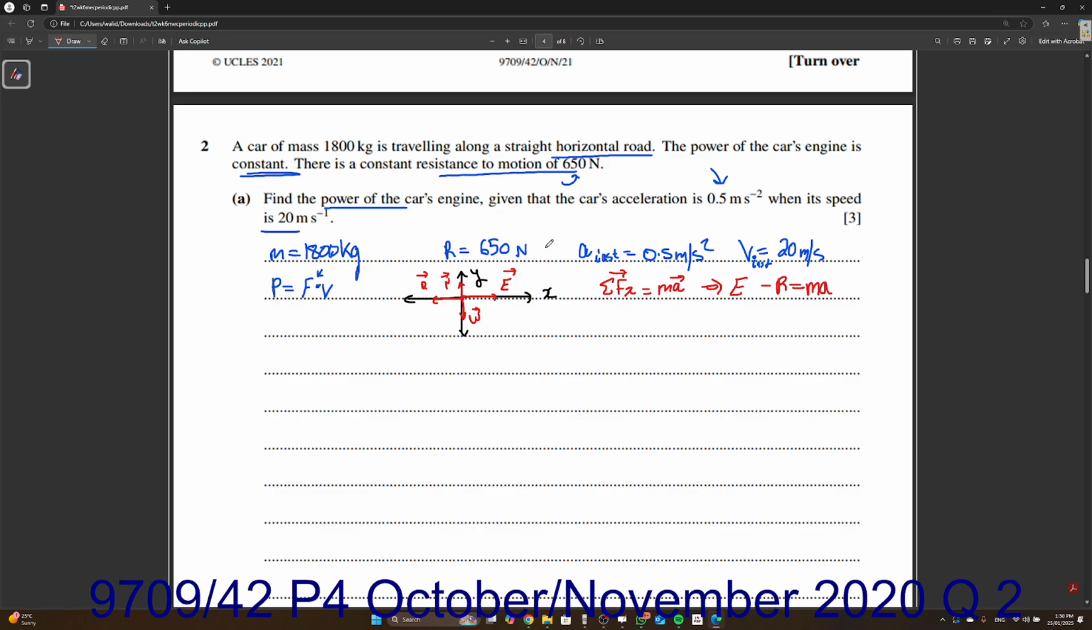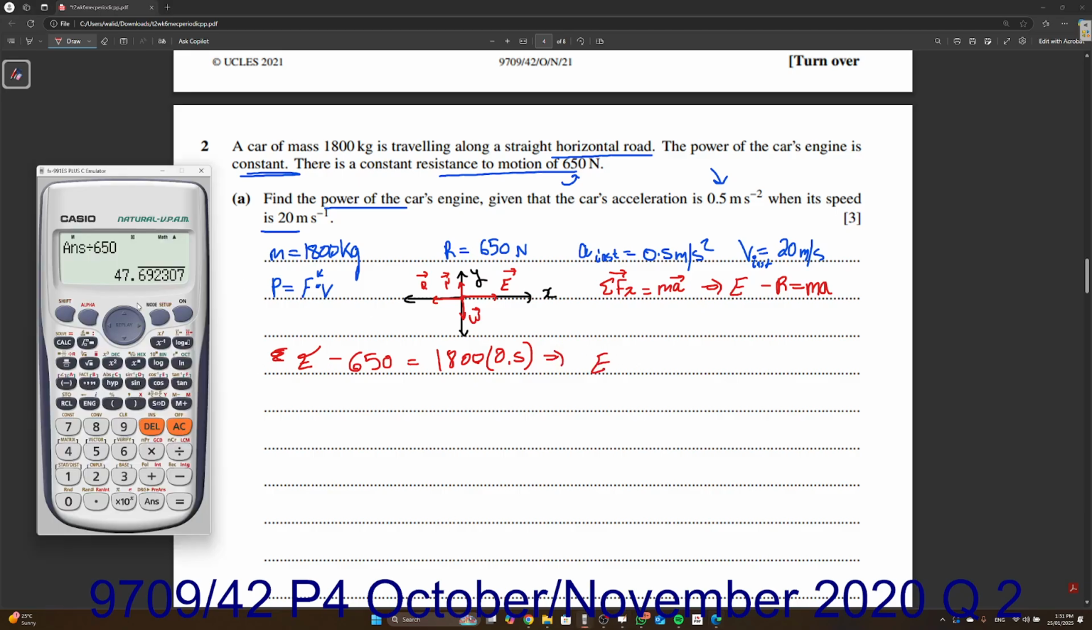Anyways, so P is equal to FV. We found that the force we're going to use comes from ma. Let's start substituting. We're trying to find E. E minus 650, which is the resistance force, is equal to the mass 1800 times the acceleration, which is 0.5. So you're going to get E is equal to, let's do it on our calculator, 1550.